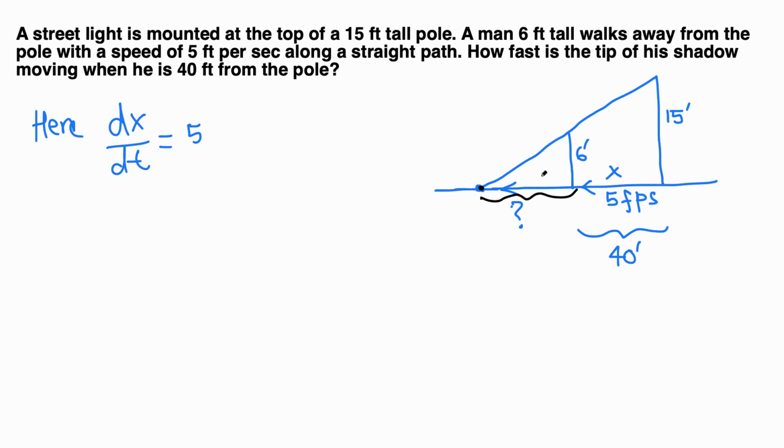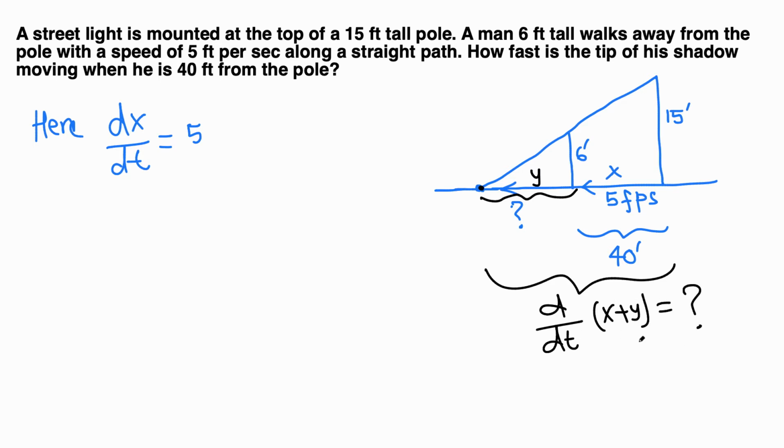So we can assign y. In fact, this is related to this pole. Okay, so we are trying to find the whole thing. This is x, this is y. So what is d over dt of x plus y? This is the question. How fast is the tip of his shadow moving when he's 40 feet from the pole? So that is with respect to the pole.